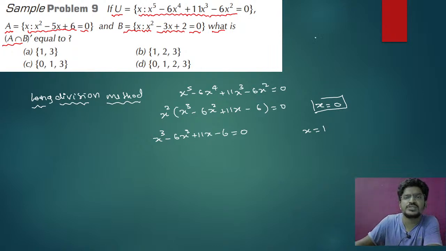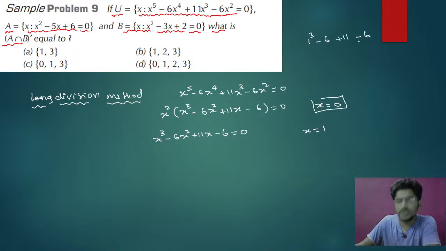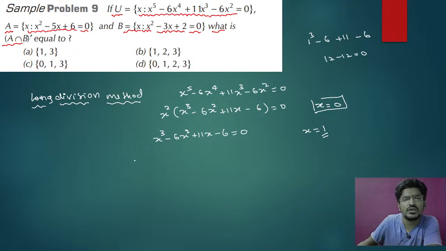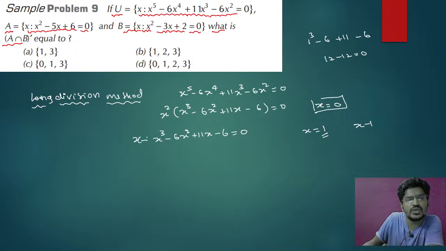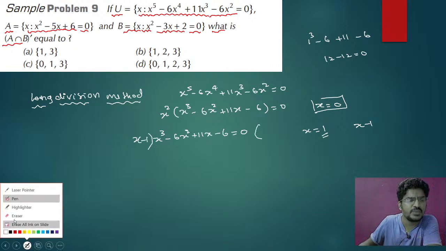So see, if I put x equal to 1, it will be 1 cube minus 6 plus 11 minus 6, so therefore it is going to be plus 12 minus 12, 0. That means x equal to 1 is one of the roots. So that means I can write it as x minus 1. Therefore I have to divide it by x minus 1.